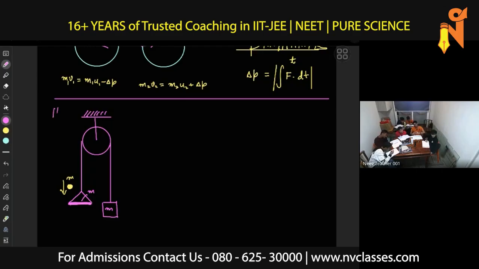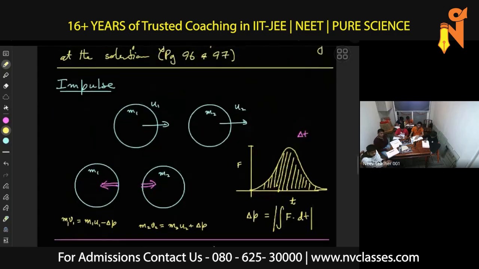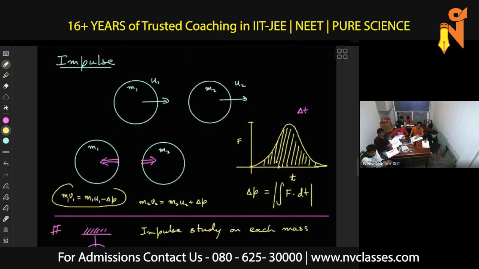So this is the example. Impulse study on each mass. What are the masses? There are three masses for us, right? Is that clear? Yes, sir. So somebody tell me for this yellow mass M, I want this line to be properly written.